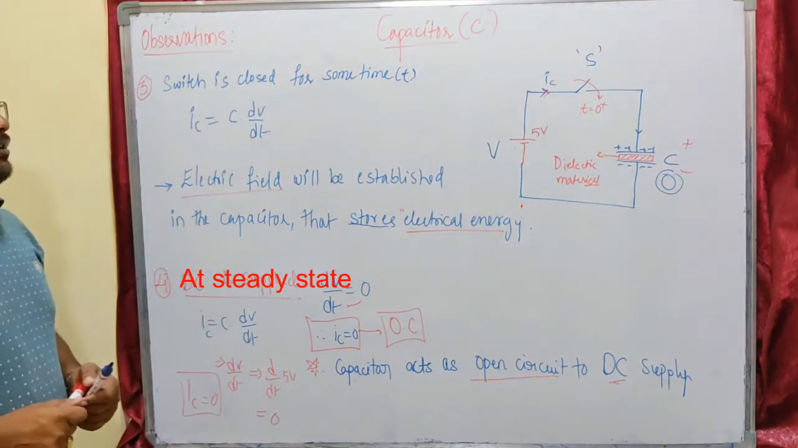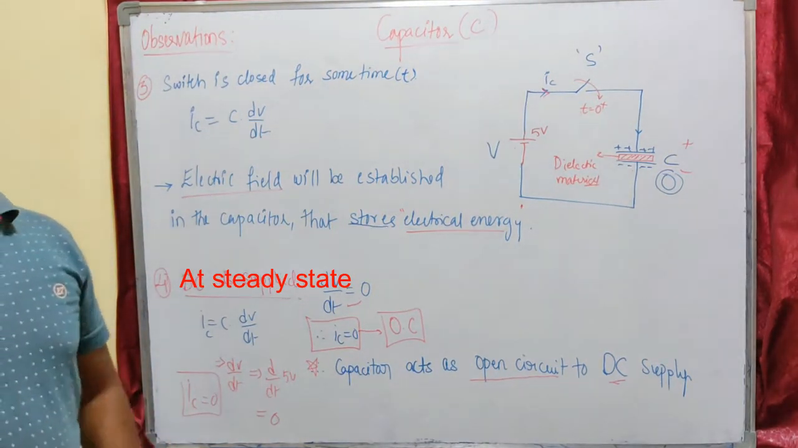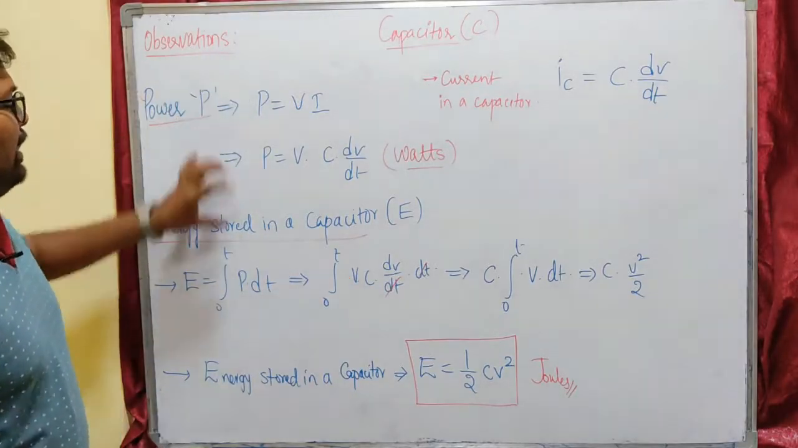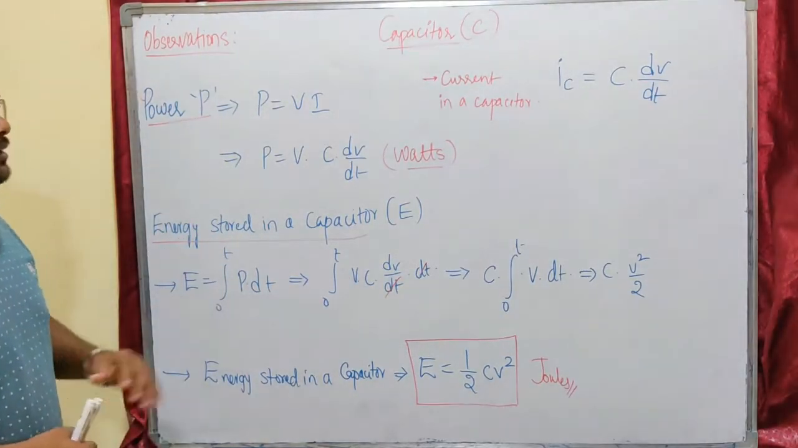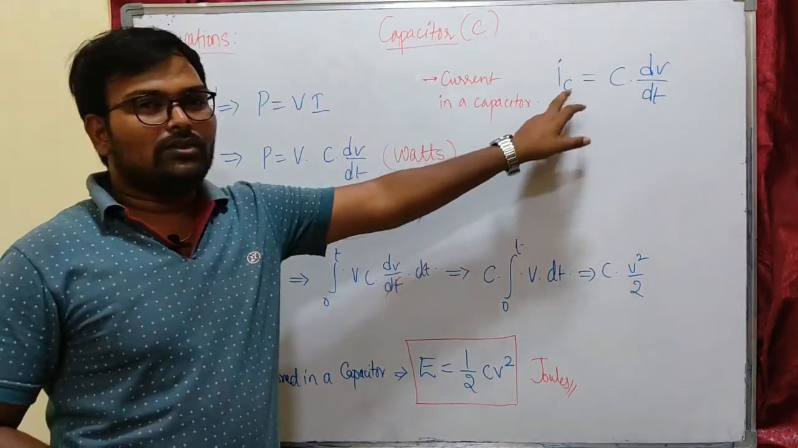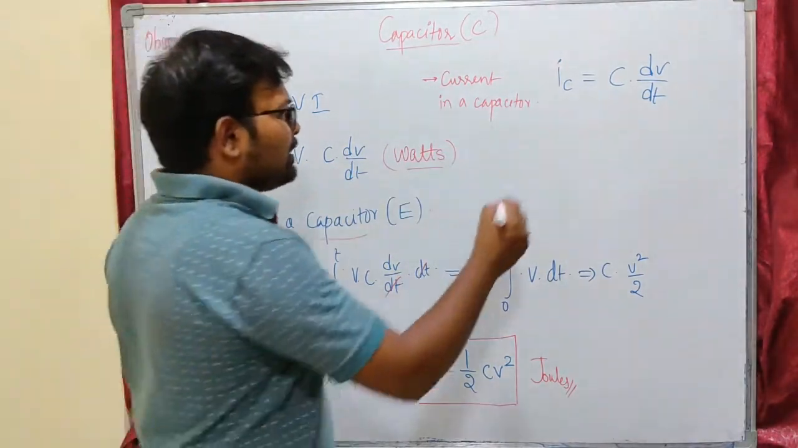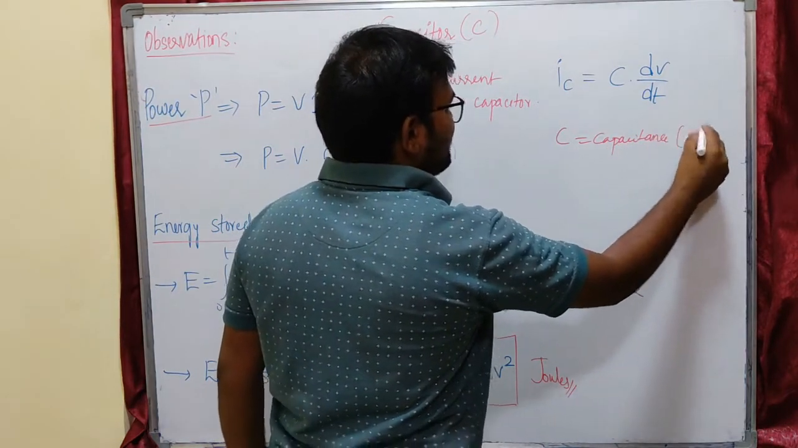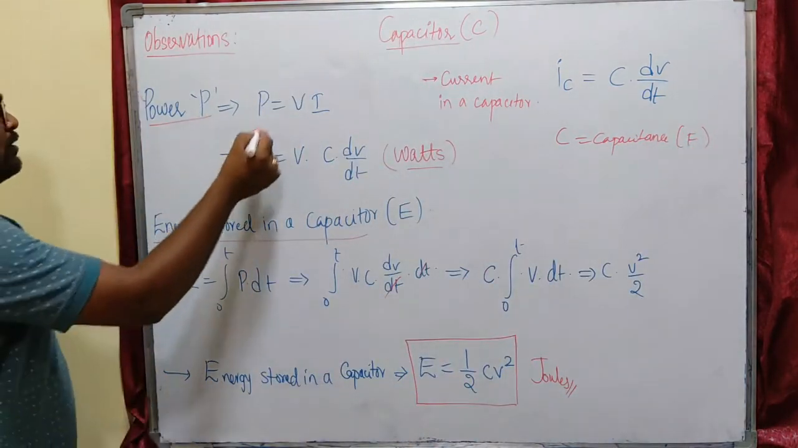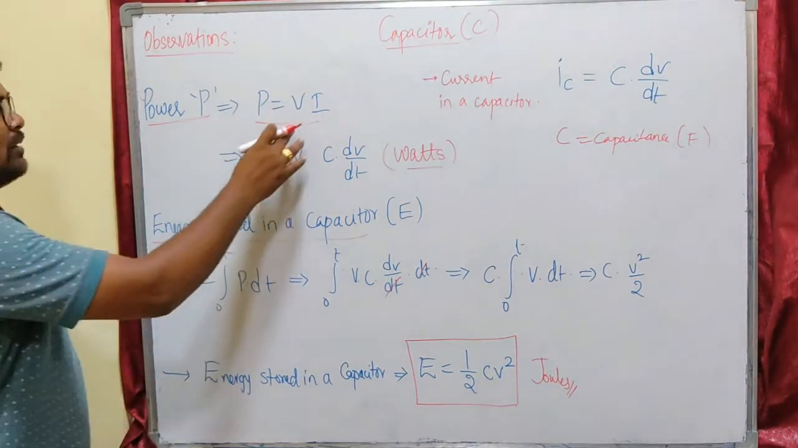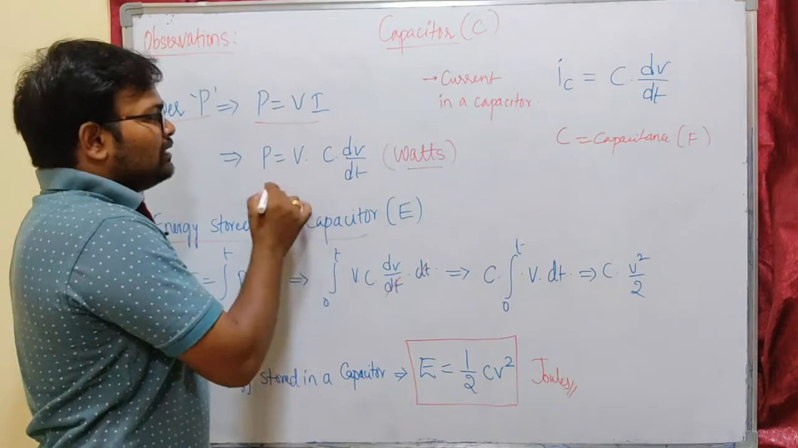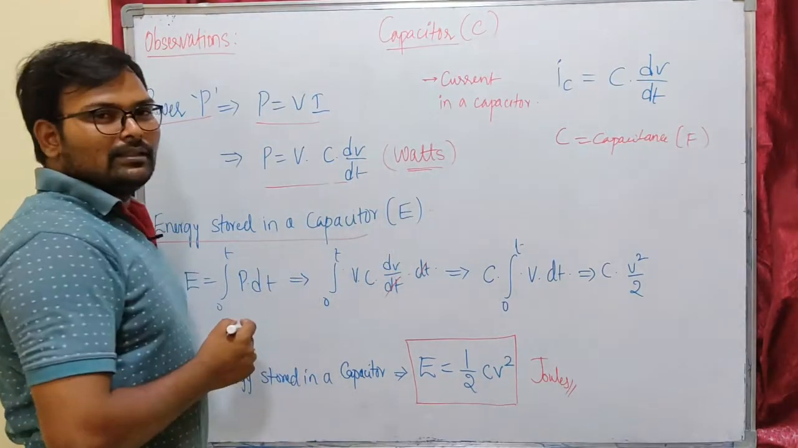Now let us see the power and energy stored in a capacitor. We already know that the current in a capacitor, IC, equals C into dV by dt. Here C is nothing but capacitance in farads. Now let us see power equals V into I. We already know that. In place of I, I am going to substitute the current in a capacitor, that is C into dV by dt. So this is the power in a capacitor, in watts.